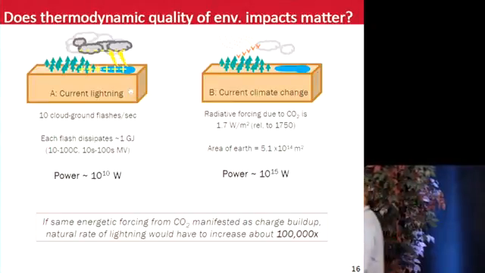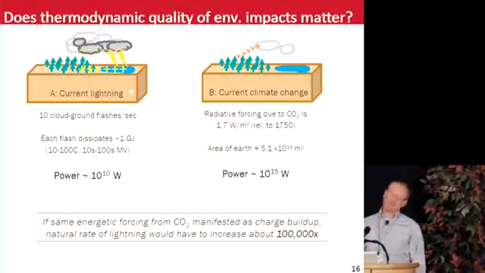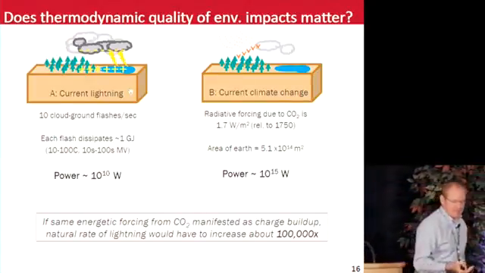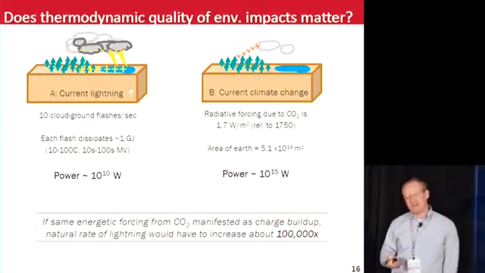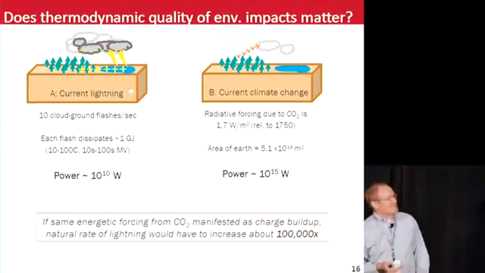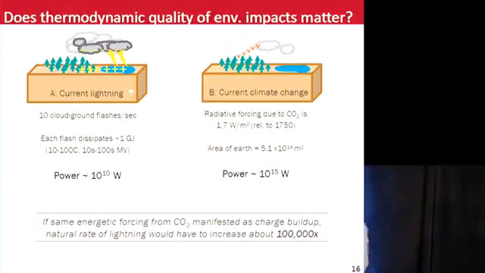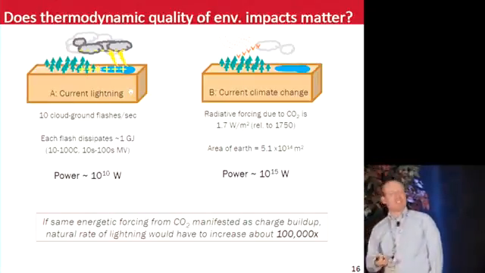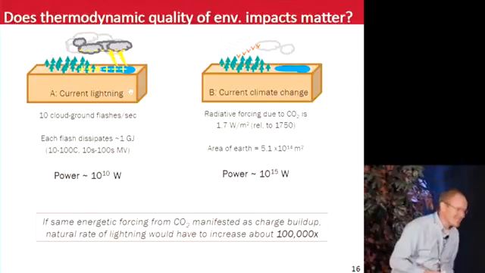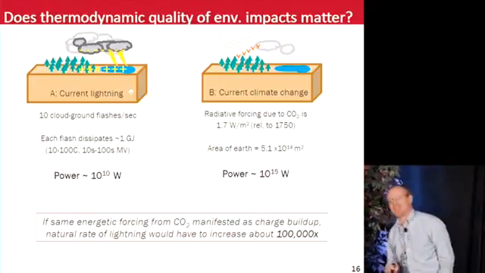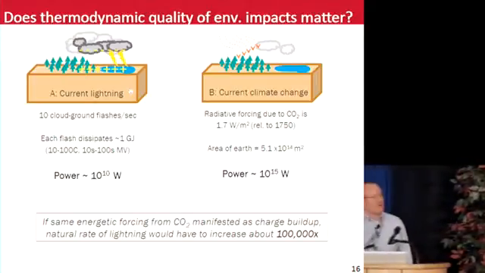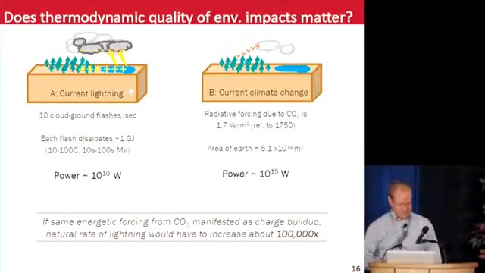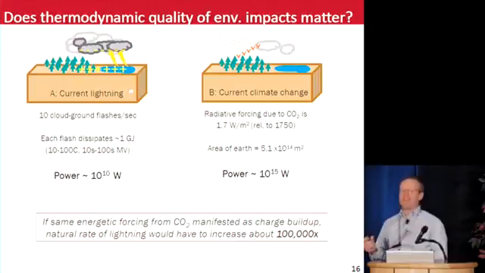Okay, so imagine a bizarre alternate world where instead of affecting the radiative balance of the atmosphere, CO2 caused charge to build up on clouds. In order to dissipate that charge, the lightning on the planet would need to increase by a factor of 100,000. Again, I'm not a social scientist, but I think in that world we would not be having an argument about whether or not climate change is real, okay? So again, quality matters.